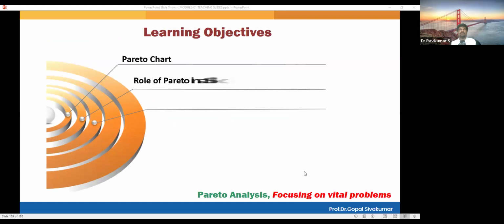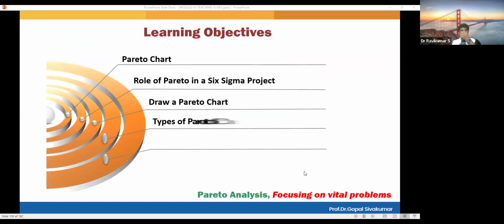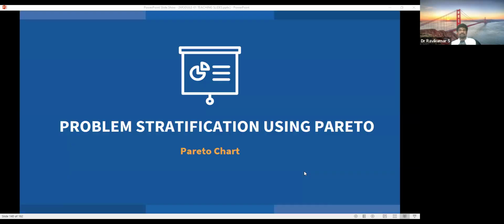Now we move to the project selection. How do we select the project? We are going to see how Pareto can be used for selecting the project, and what the types of Pareto and stratification in Pareto are. So we are going to use the Pareto.